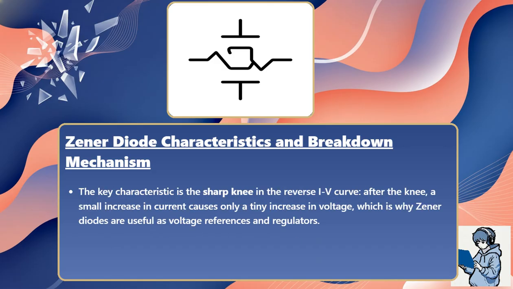The key characteristic is the sharp knee in the reverse IV curve. After the knee, a small increase in current causes only a tiny increase in voltage, which is why Zener diodes are useful as voltage references and regulators.